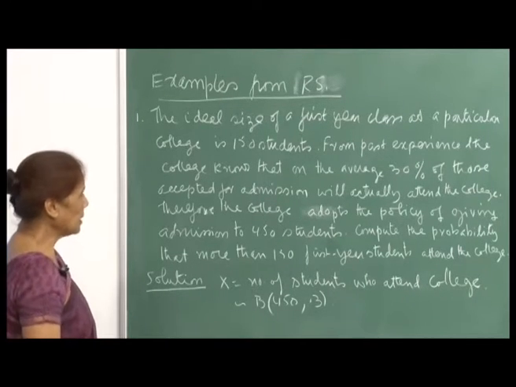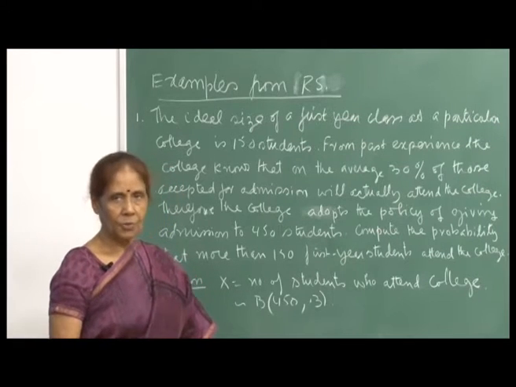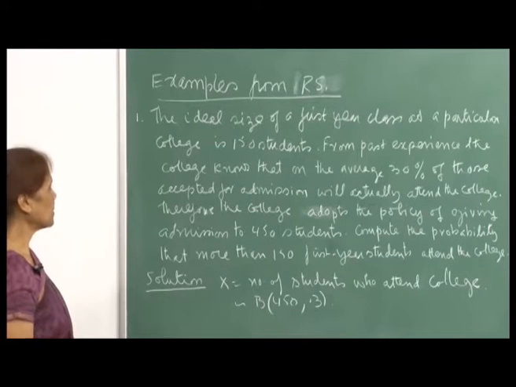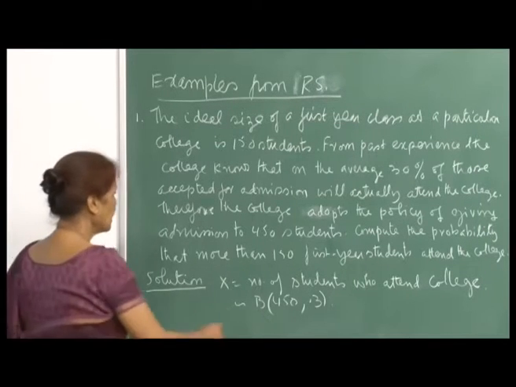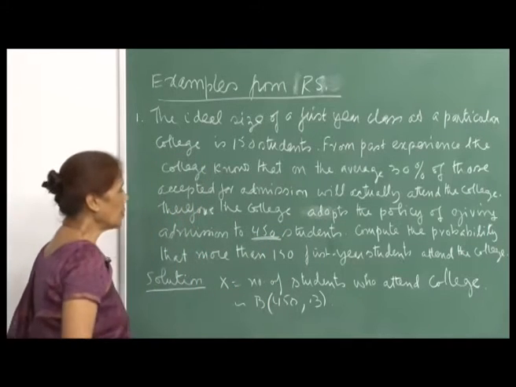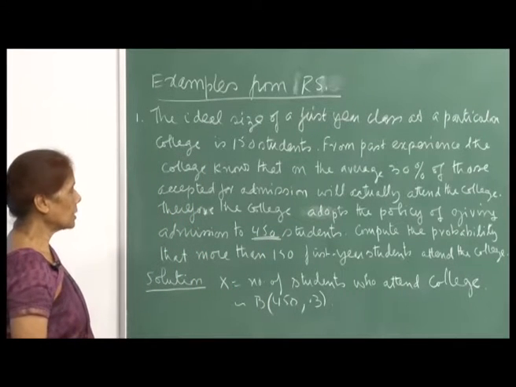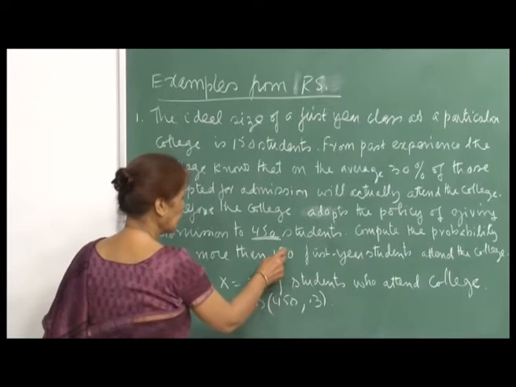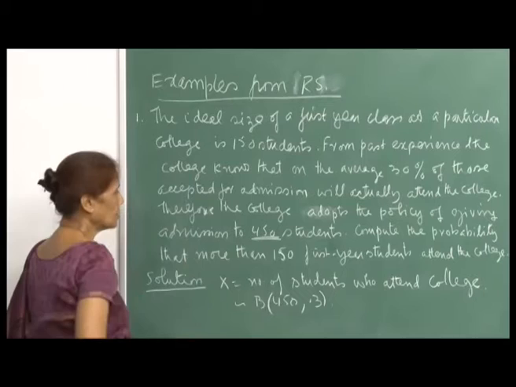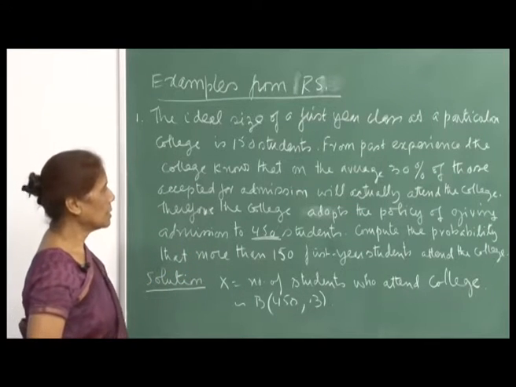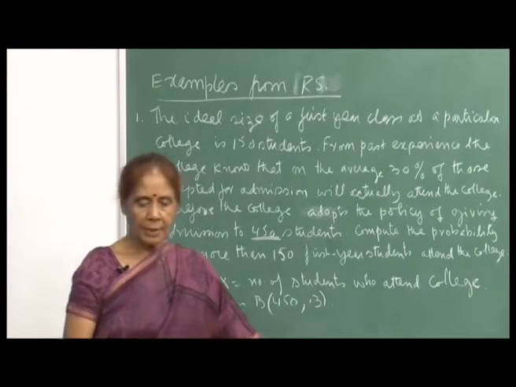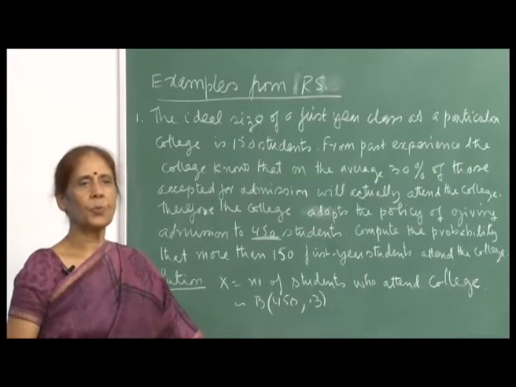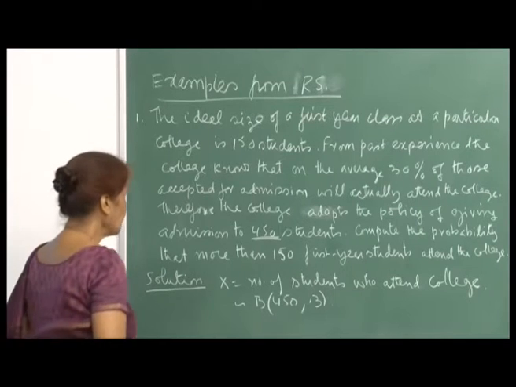So, that finally, after the dropout rate, they will still be left with a class of size 150. This is the idea. So, they decide to offer admission to 450 students. Now, compute the probability that more than 150 first year students attend the class, right. So, given that 30% is the rate, it means the probability that a person who has been given admission will attend college is 0.3. So, therefore, we want to find out.